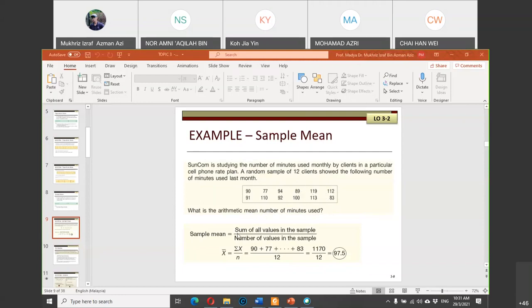But in terms of mean, the easy part is that only the symbol changes, from mu to X bar. The way you punch in your calculator or use the online tool or Excel still remains the same, summation X over N. You add everything, 90 until the last number, and you divide by the number of items, which is 12, you get 97.5. So this is the first component or measure of central tendency.